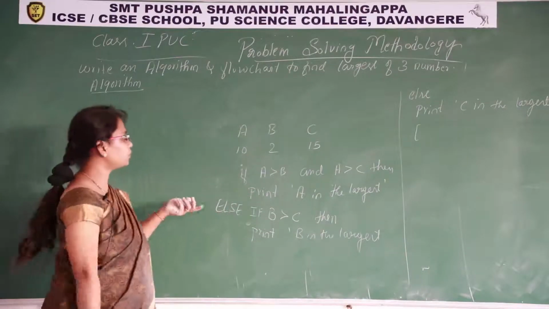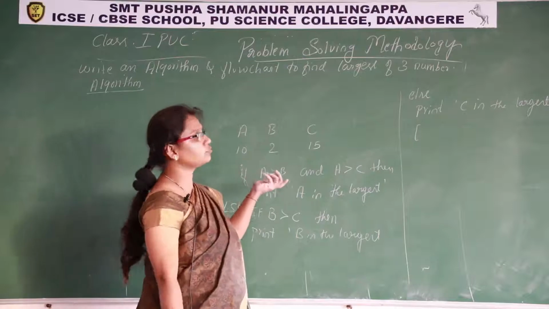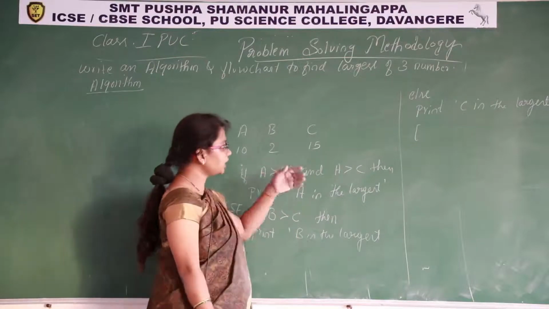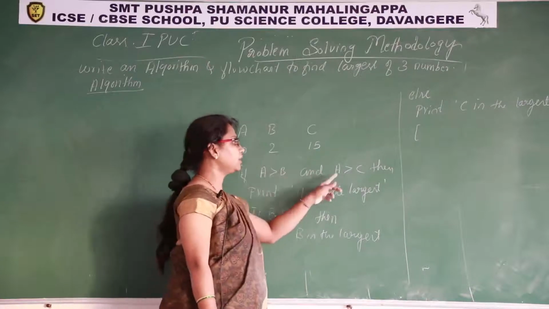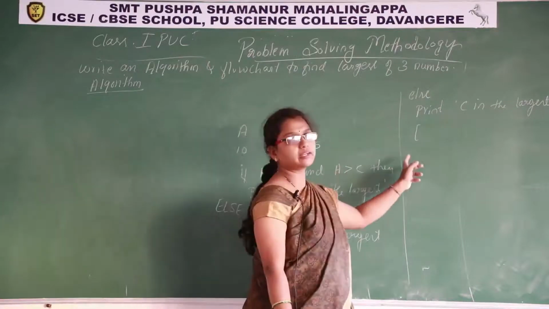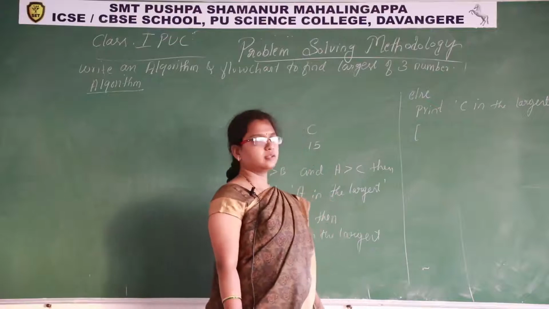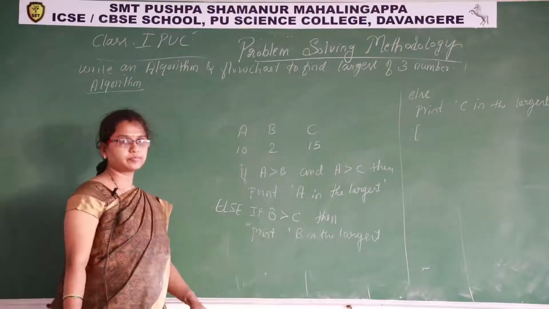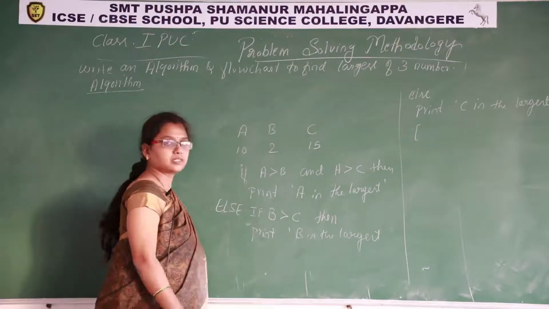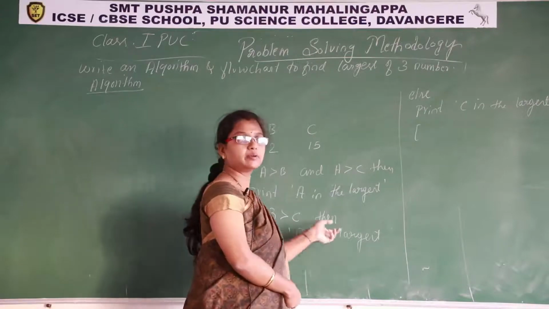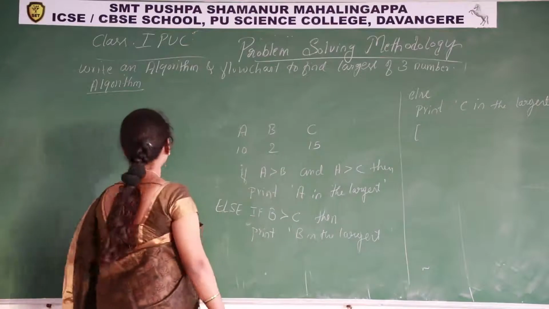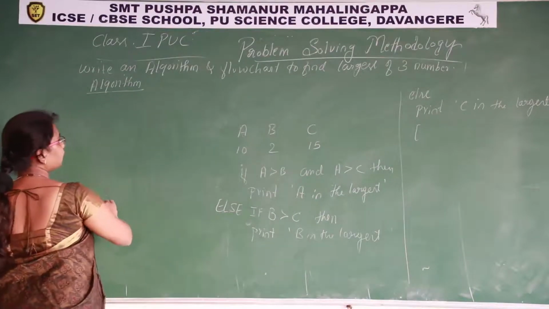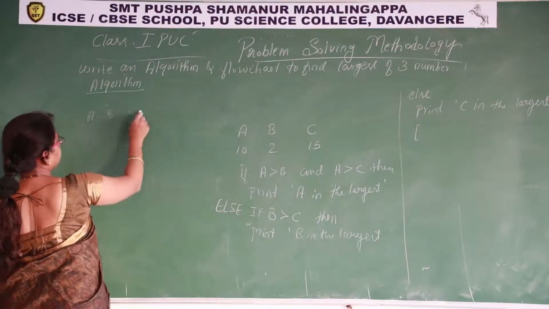Four variables are there. For example, if the problem is about the largest of four numbers, then we need to write one more if else statement. If A greater than B and A greater than C and A greater than D, then A is the largest. Else if B greater than C and B greater than D, then B is the largest. I'll write here. Suppose a program about four different variables.